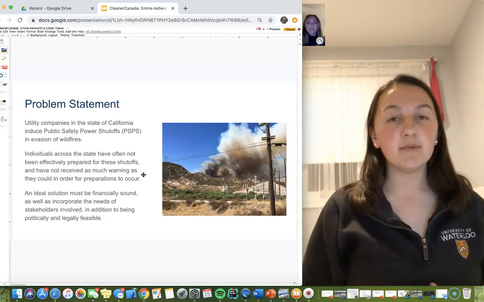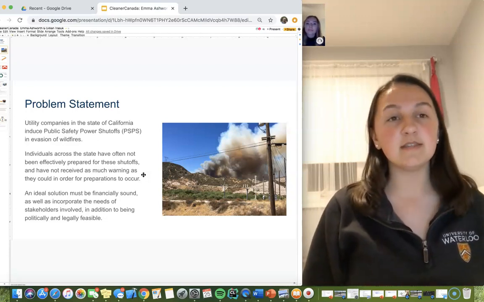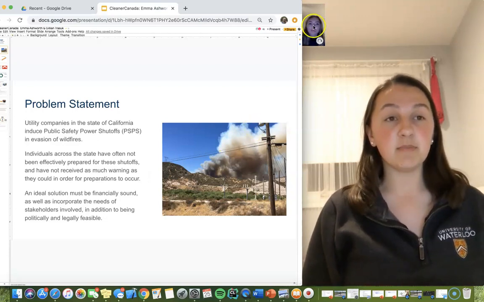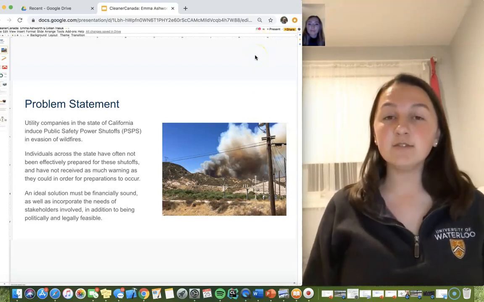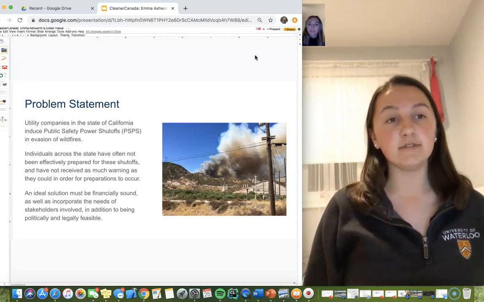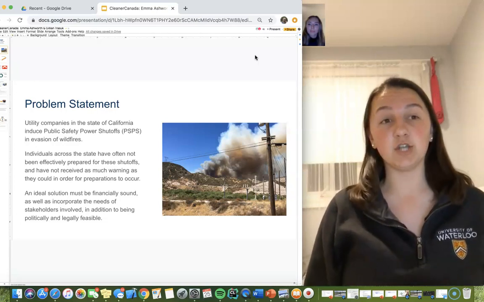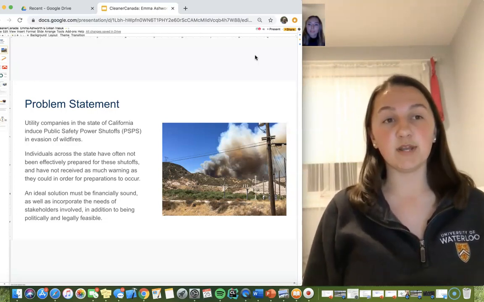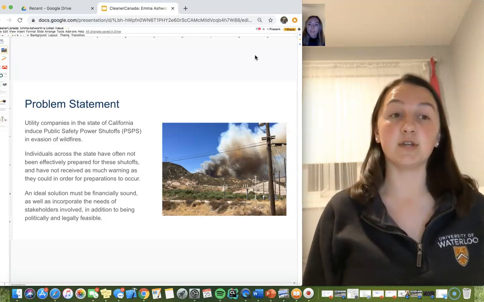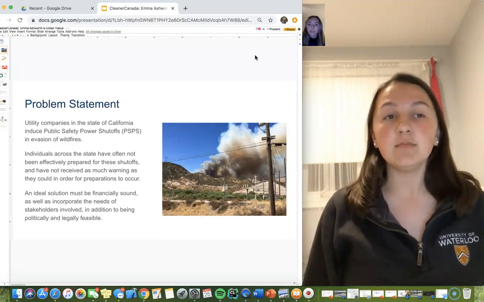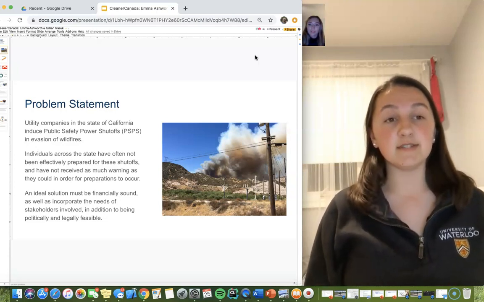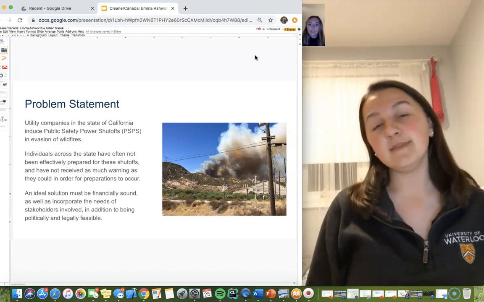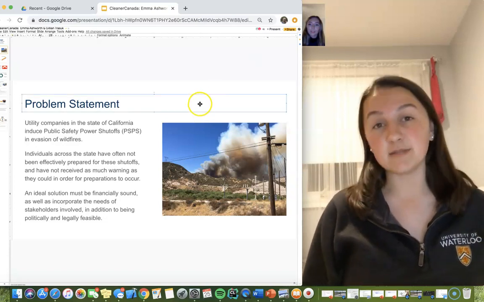Looking at the problem of utility companies in the state of California and public safety power shutoffs due to wildfires, individuals across the state have often not been prepared for these events and have not received as much information as they could in order for preparation to occur. An ideal solution should be financially sound, as well as account for the needs of the stakeholders involved. It needs to be viable politically and legally.